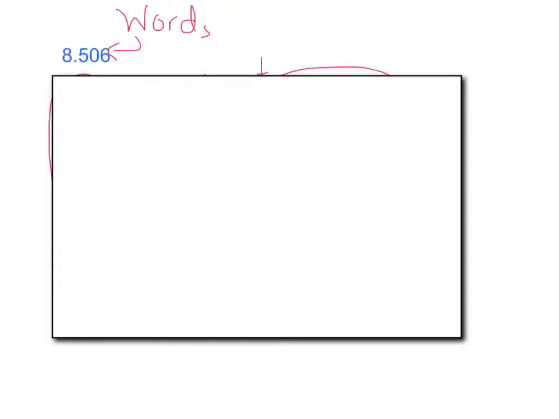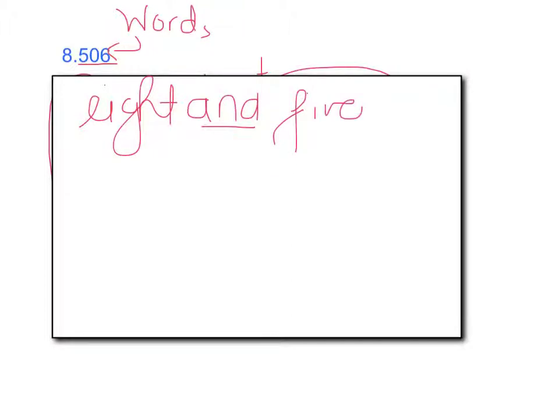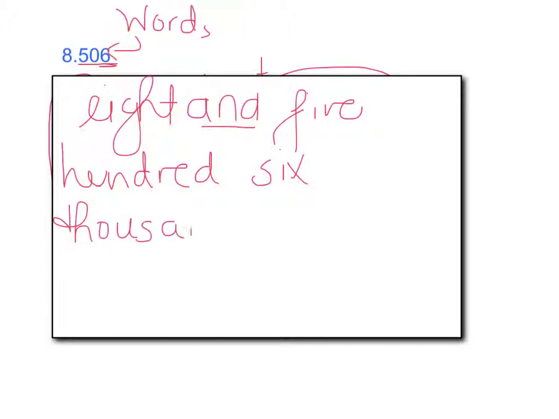8.506 in words would be 8 and, for the decimal, 506, and then we need the name of the last place value position, which is thousandths. And we need to have the "ths" on the end.